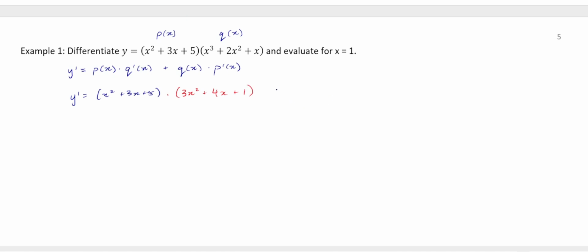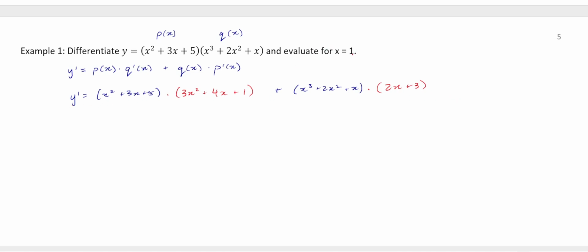Okay, so that's this right here, the first function times the derivative of the second, plus the second function, so I leave the second function alone, times the derivative of the first. And the derivative of the first, I look at that, that's 2x plus 3. Okay, and that's it. That is the derivative of this function right here. Y is equal to this quadratic times this cubic. You see it all down here.